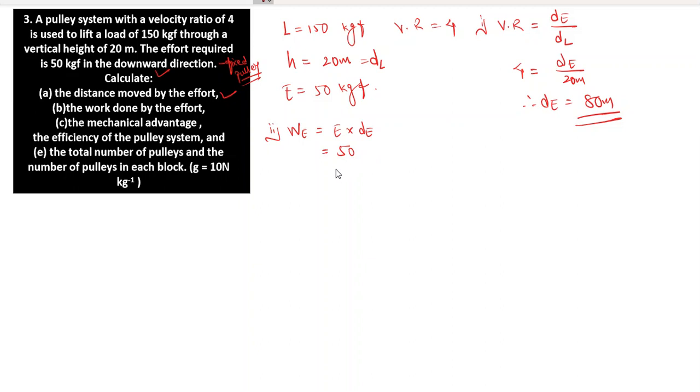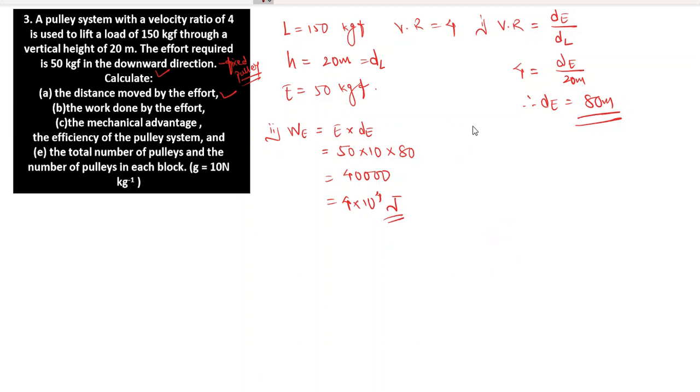Now we have to convert this 50 kgf into Newton. So we'll multiply it with 10, because acceleration due to gravity is 10 Newton per kg. So m is 50 and g is 10. Distance moved by effort is 80. So 8 fives are 40 and 3 more zeros. That is 4 into 10 raised to 4 joules. This is the work done by effort.